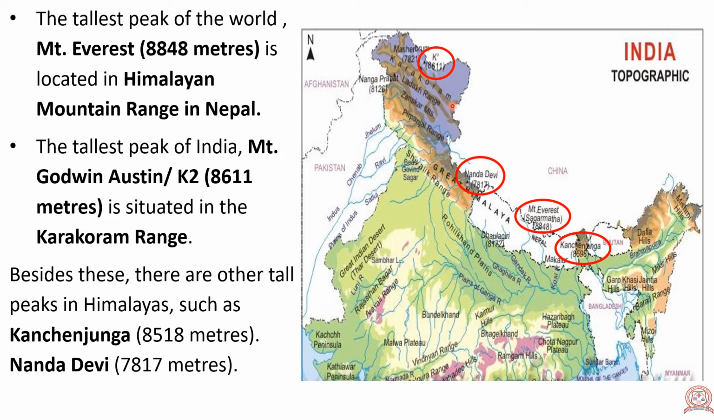Besides this, there are other tall peaks in the Himalayas such as Kanchenjunga. Its height is 8,518 meters. It is located in Sikkim. It is the highest Himalayan peak in India. And Nanda Devi, its height is 7,817 meters. It is located in Uttarakhand.